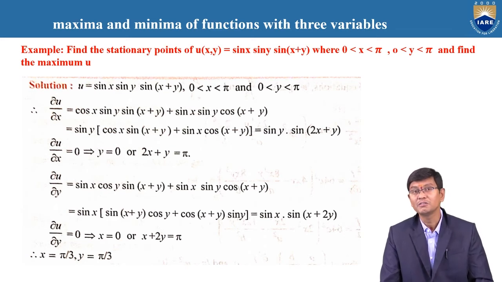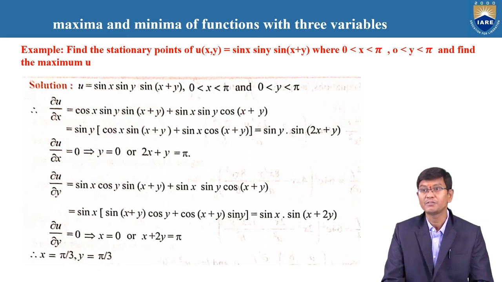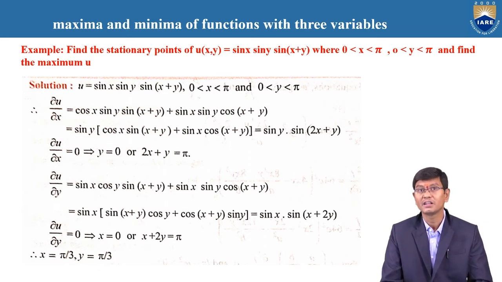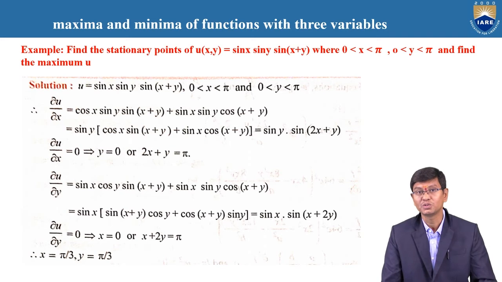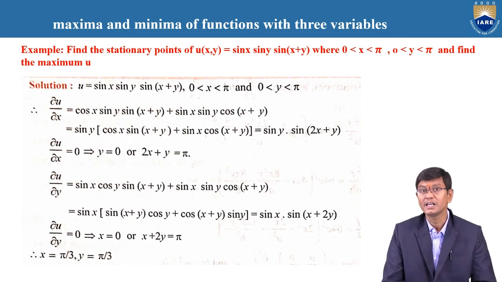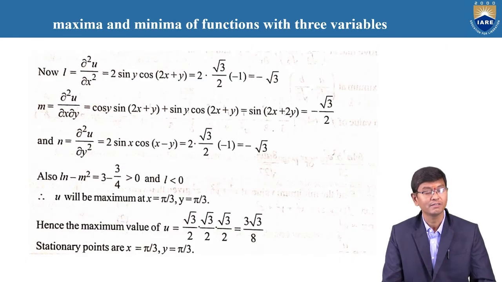Therefore, we need to find the stationary point. Before that, we need to find the first order partial derivatives with respect to x and also y. Applying the first order partial derivatives with respect to x and y, and solving by using the compound and multiple angle formulas, the equation finally reduces to the stationary point x is equal to pi by 3 and y is also pi by 3.